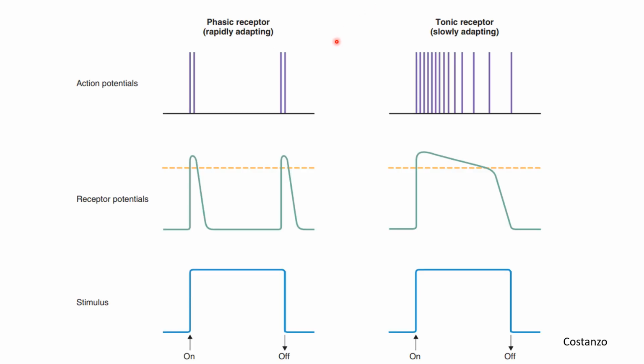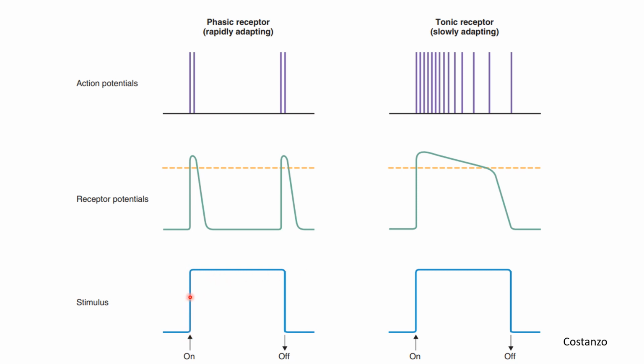This is showing the difference between two types of receptors. The first one is the rapidly adapting receptor, or in other words, phasic receptor. And this is the slowly adapting receptor, or a tonic receptor. Let's say here is the stimulus, and the stimulus is constant and continuous all through this period.